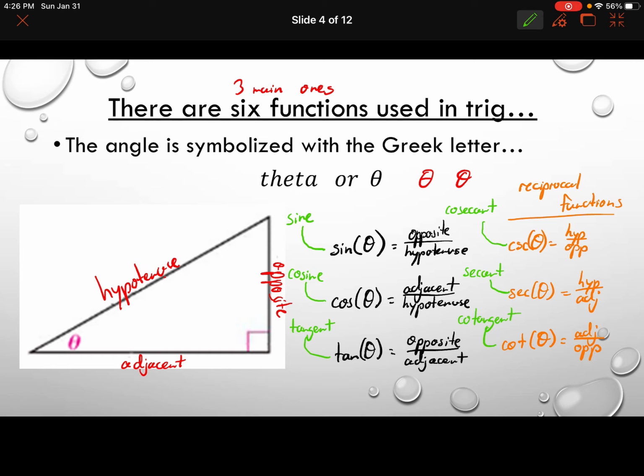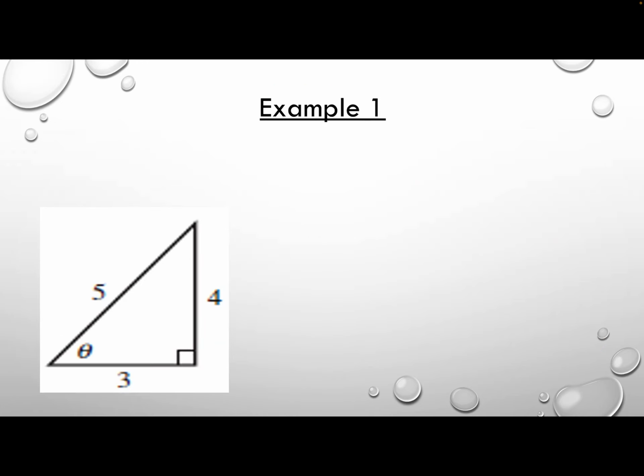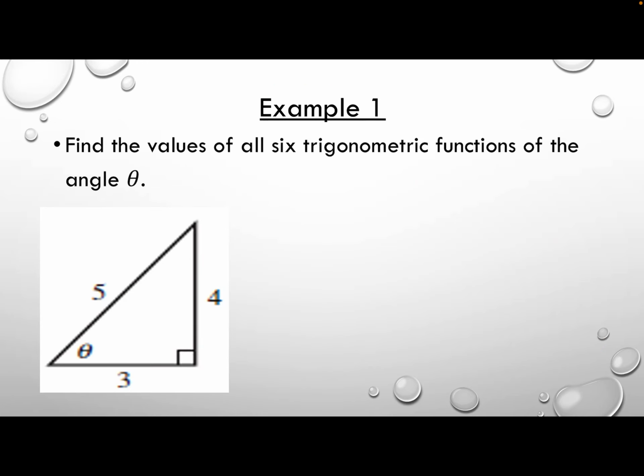Okay? So let's look at our first example. In this first example, we're basically just going to be identifying what the ratio is. That's all we're doing. We're just going to be doing the ratio of the sides for each of these 6 trig functions. So here we have example 1. Find the values of all 6 trigonometric functions of the angle theta.